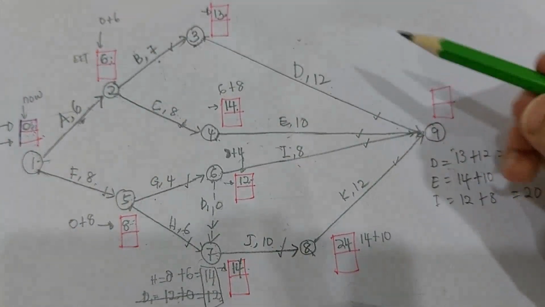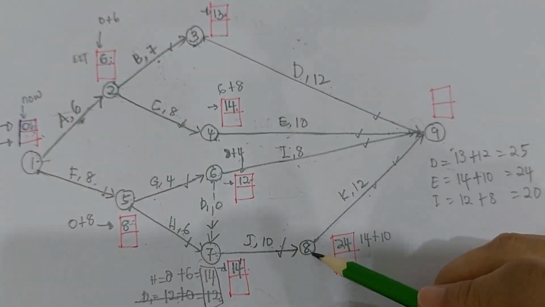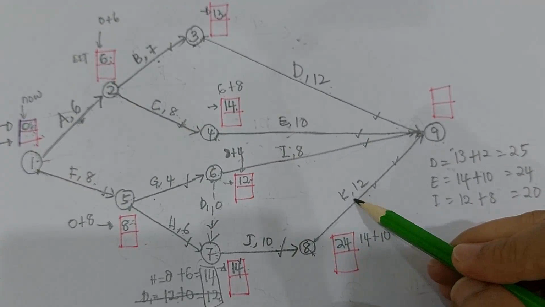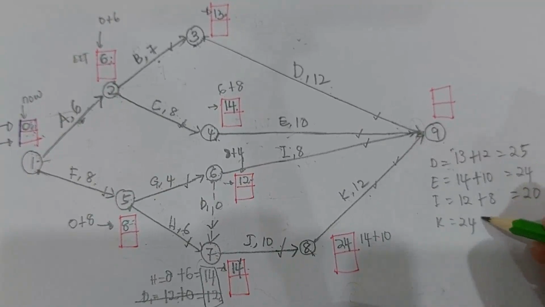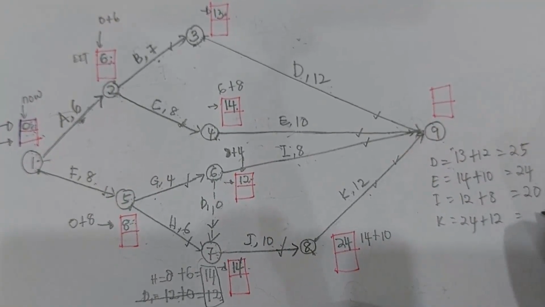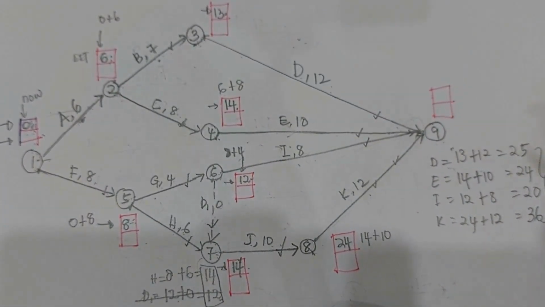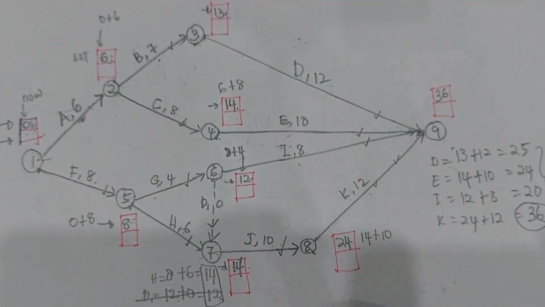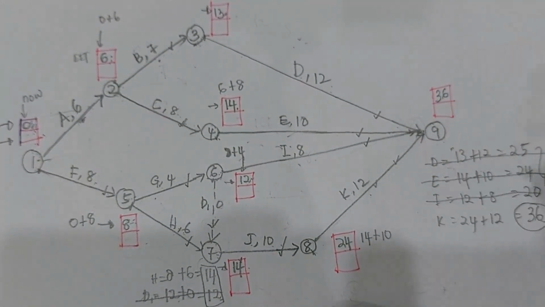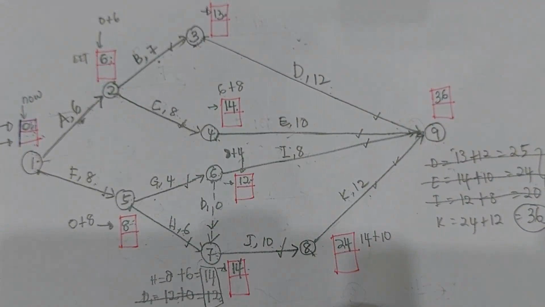And the last one is activity K. Activity K comes from event number 8. What is the EET for event number 8? That is the previous EET for K. So it is 24 plus the K duration of 12, so over here is 36. Out of these 4, always choose the highest one. So this will be the one to be written as the EET for the last event. The rest are omitted. So these are the EET calculations for all the events.